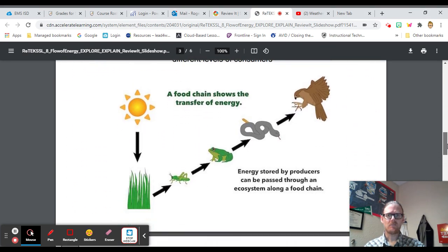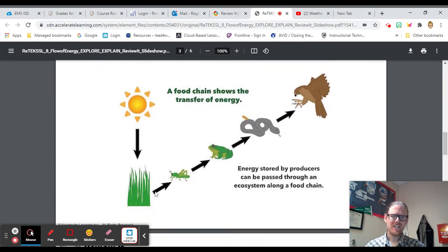A food chain shows a singular pattern of energy. So it shows the transfer of energy. It always starts with the sun in an ecosystem. All living things need energy. So that sun will go into your producers. The producers will go into the primary consumers. That energy will go into the secondary consumers, third level consumers, and then your apex predator or your fourth level consumer.